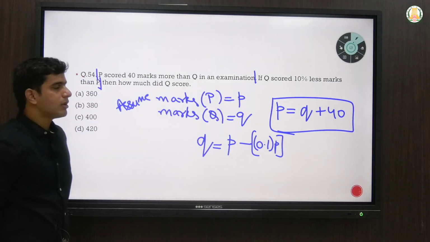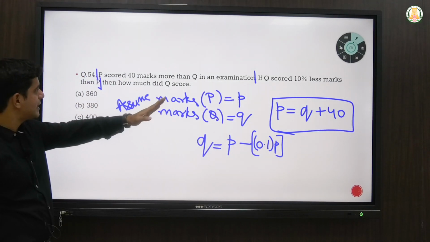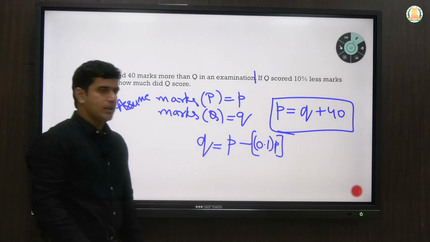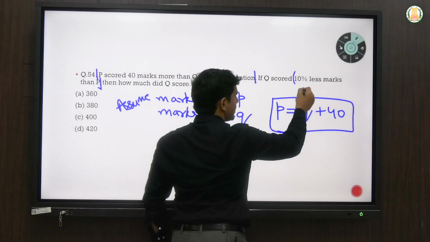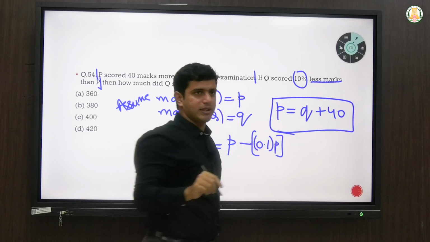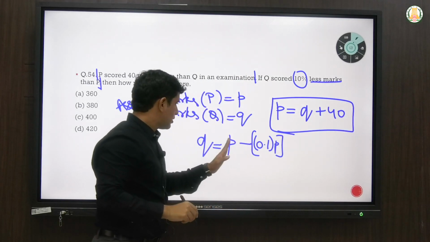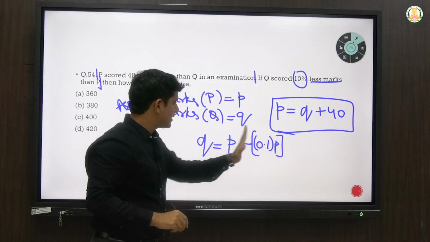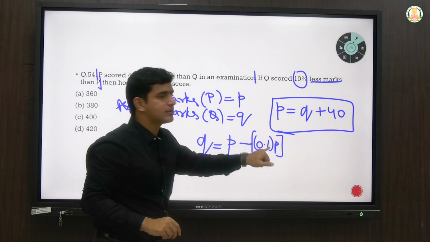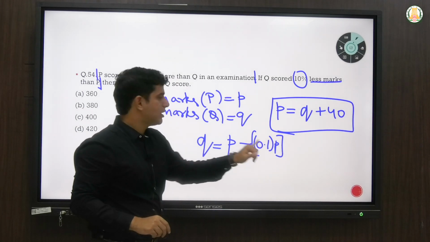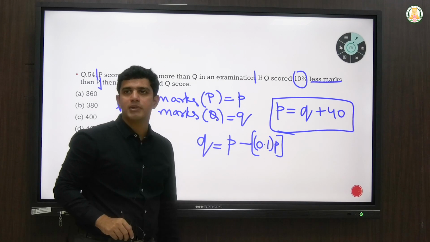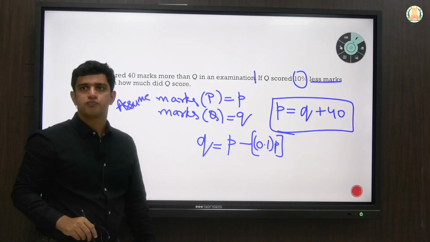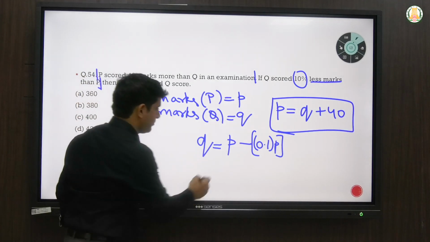Okay. He's saying Q scored 10% less marks than P. 10% is one thing and less marks than P is one thing. So it is scoring somewhere less than P, and how much less? It is 10%, that is 0.1 of P. So P minus 0.1 P, how much will it be? 0.9 P.